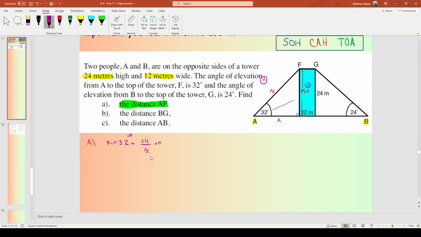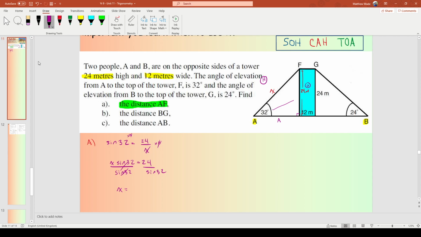Fractions are awkward. Let's get rid of them. You're left then on this side with x sine 32, and on this side, just 24. Cool. So to get x by itself now, what do we do? Yeah, that's it. Divide both sides by sine 32. Sine 32. And that means it's just x left over on this side.